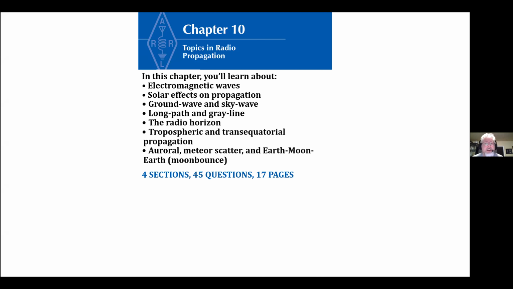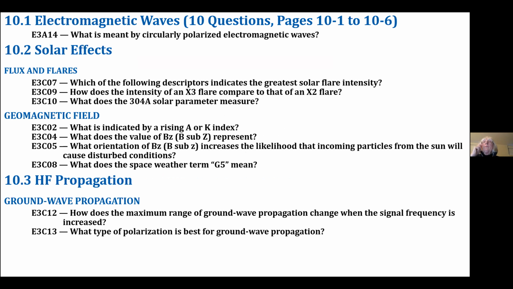So chapter 10 is all about propagation, radio propagation. We're going to learn about electromagnetic waves, solar effects on propagation, ground wave and sky wave, long path and gray line, the radio horizon, tropospheric and trans-equatorial propagation, auroral, meteor scatter, and Earth-Moon-Earth or EME, moon bounce. 4 sections, 45 questions, and only 17 pages. So that was short, a lot of stuff in it. So we'll jump into flux.